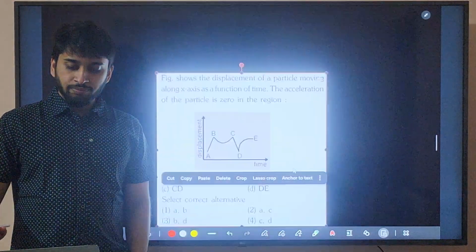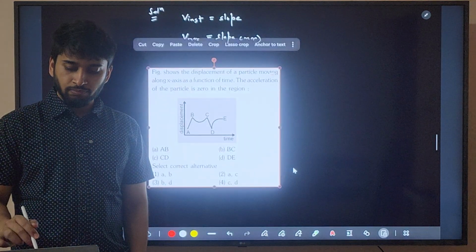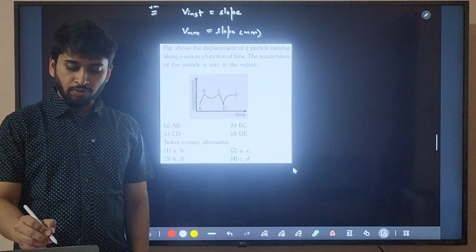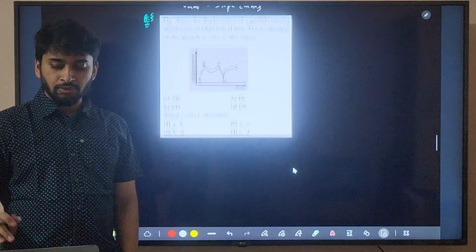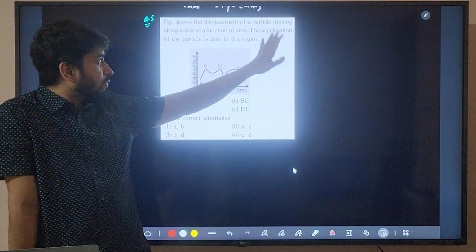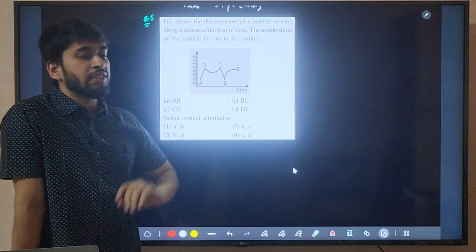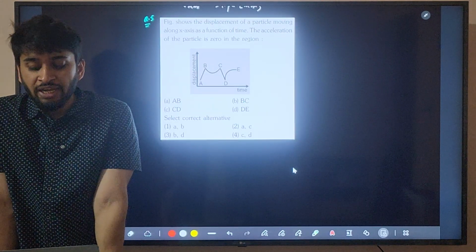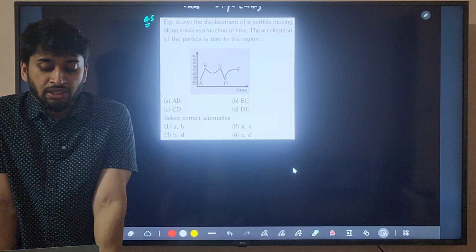Let us see this question. Question number 5. Have a look at what this question says. The figure shows the displacement of a particle moving along the x-axis as a function of time. The acceleration of the particle is 0 in the region. So they have given a displacement time graph and are asking in which region the acceleration of the particle is 0.